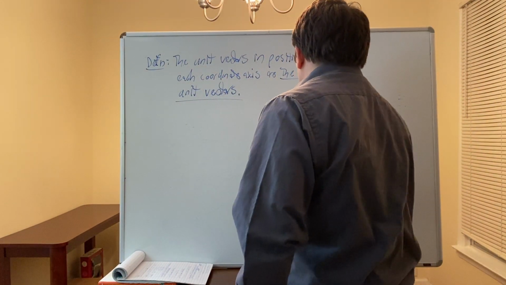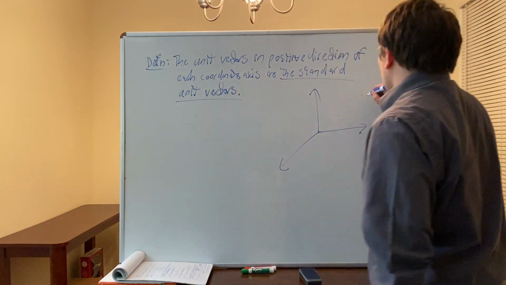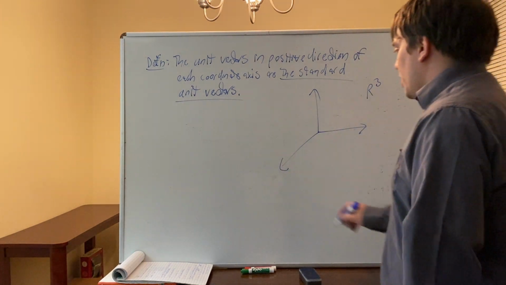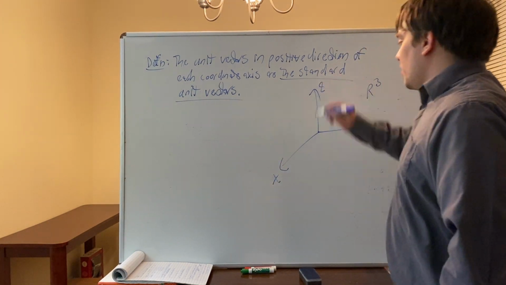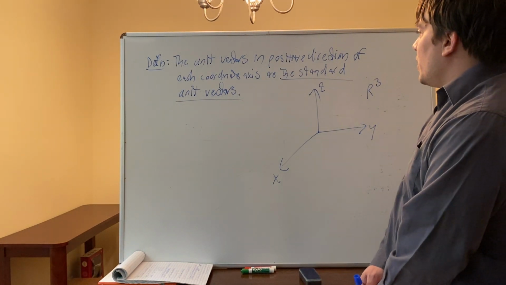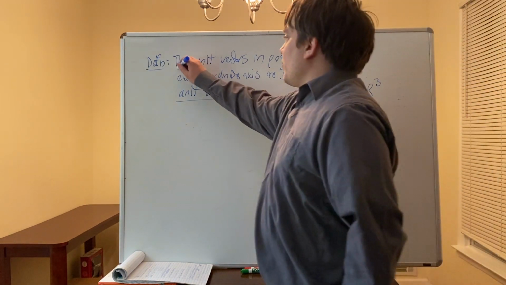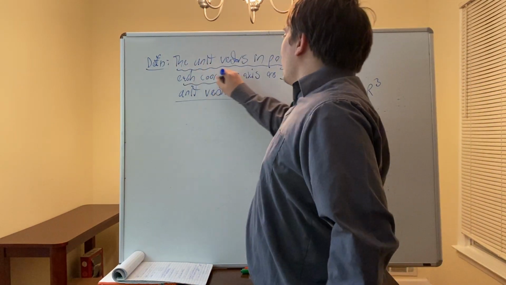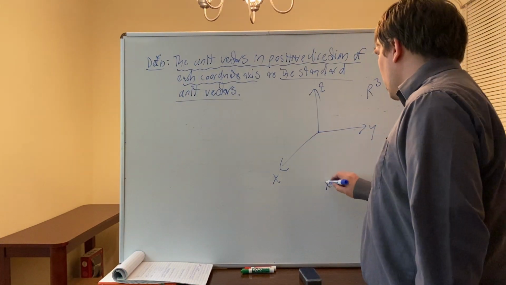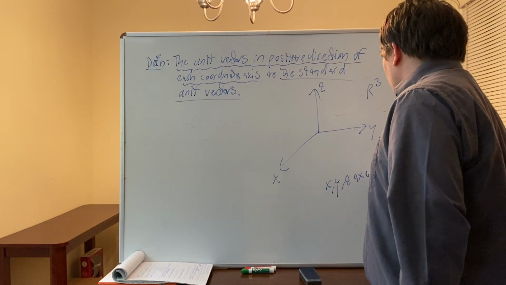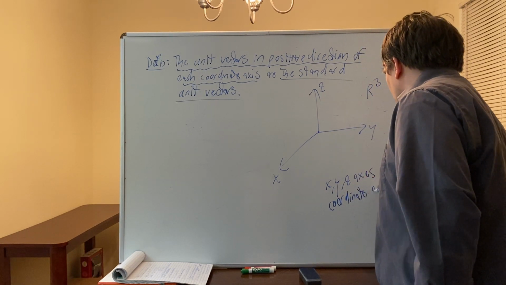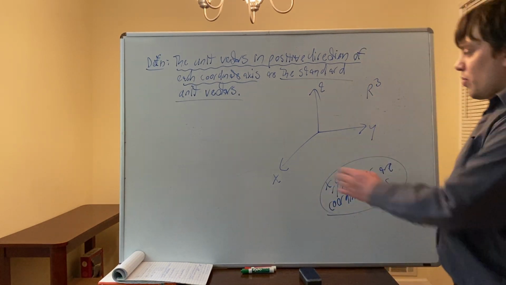Okay, so let's say we're looking at R3, which is the space or set of all three tuples. And so let's say we have the x-axis here, the y-axis here, and the z-axis there. Then what we said are the unit vectors in the positive direction of each coordinate axis. Those are the standard unit vectors. So let's look at one coordinate axis, x. That's a coordinate axis. Here, x, y, z axes are the coordinate axes. Right, so in case that's confusing, x, y, and z are the coordinate axes.